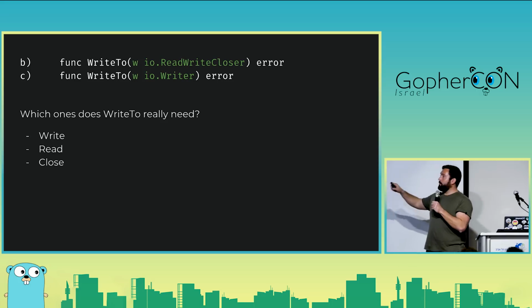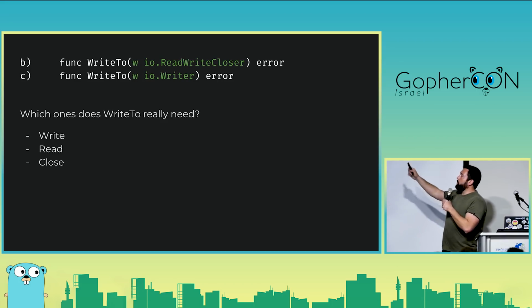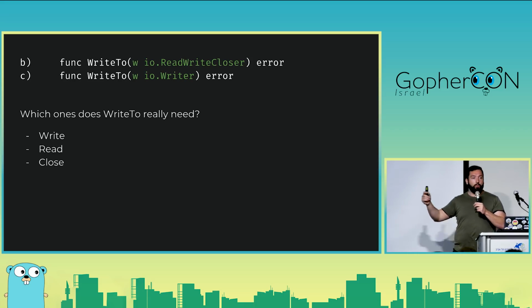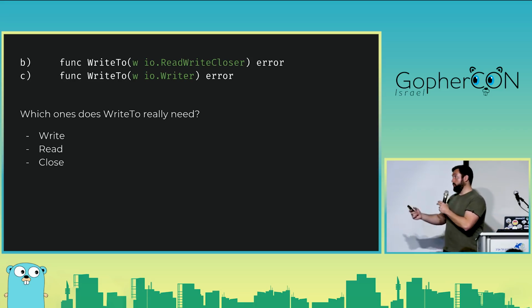So what about between B and C? Well, it depends, right? If you're calling it write to, probably you're in a writer, but maybe you need to close that writer too. So maybe you need a write closer. And maybe you're reading, so you need a read-write closer, but in that case, you should change the name of the function. So it really depends on what you're actually doing inside of that function. But these two make more sense.